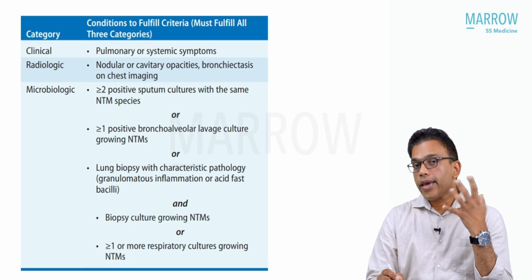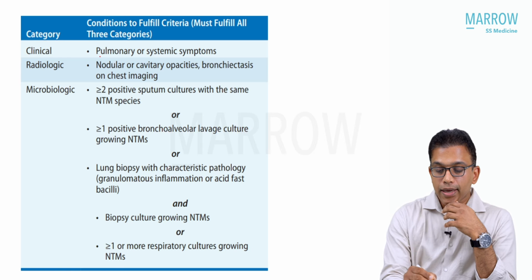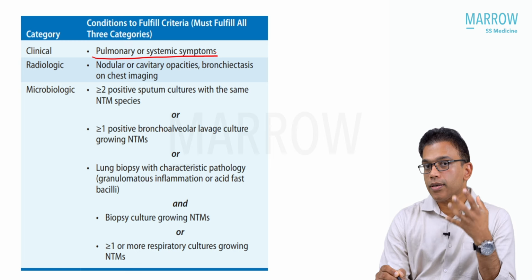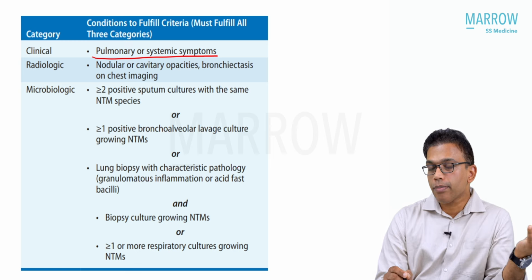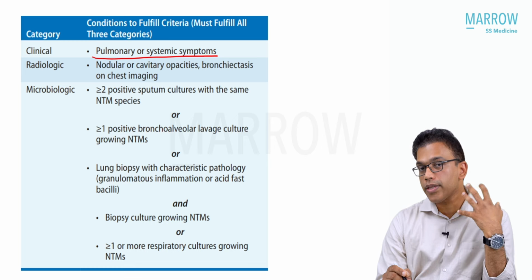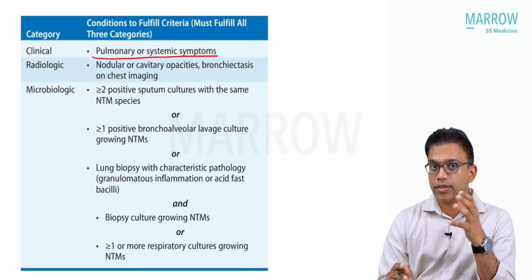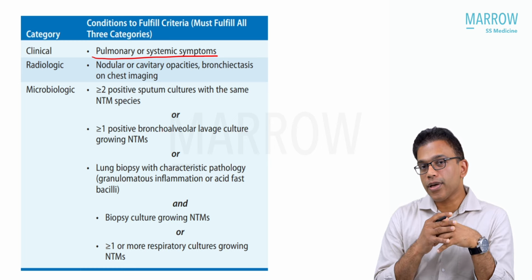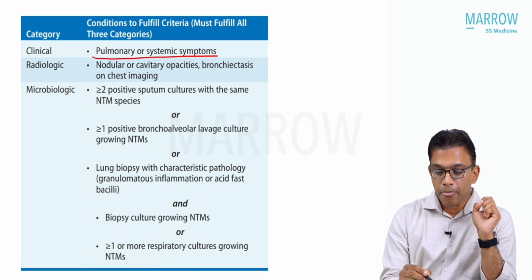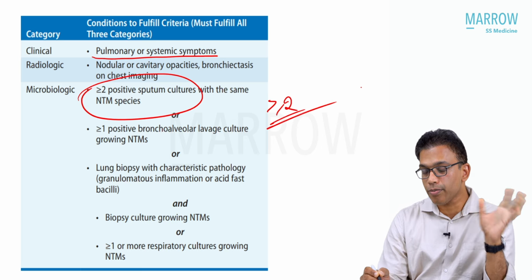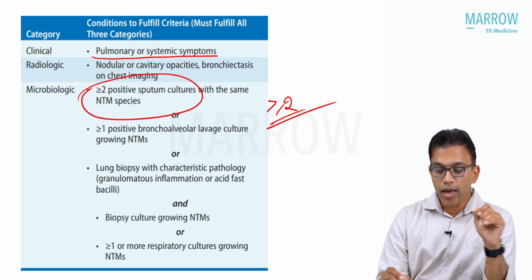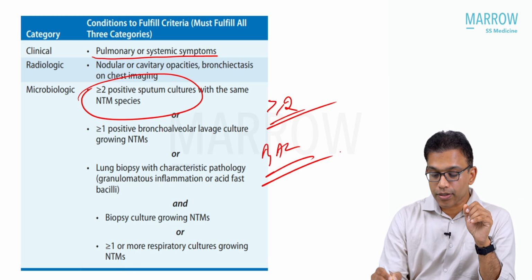So how will you make a diagnosis of NTM? The clinical symptoms include constitutional symptoms, persistence of cough, fever, etc. On radiology, there can be bronchiectasis, nodules, and cavitations. More or less it will be similar to tuberculosis itself. But with sputum cultures, two or more sputum cultures should be positive. One is not enough, but if you take a BAL, one sample is good enough.